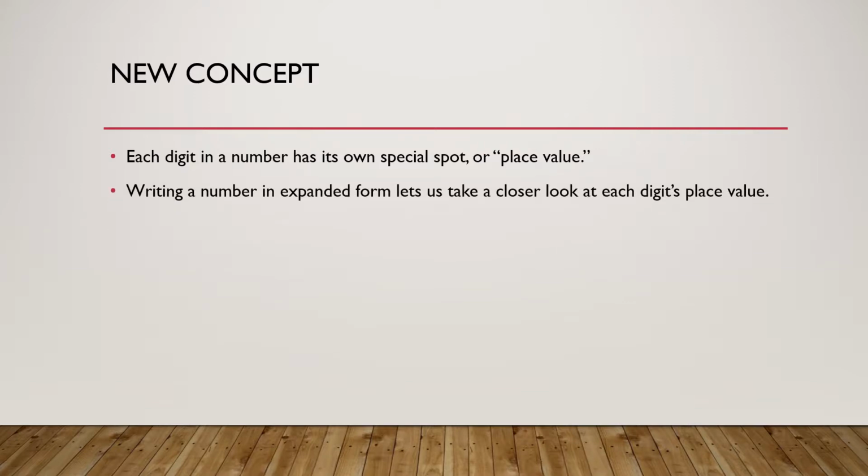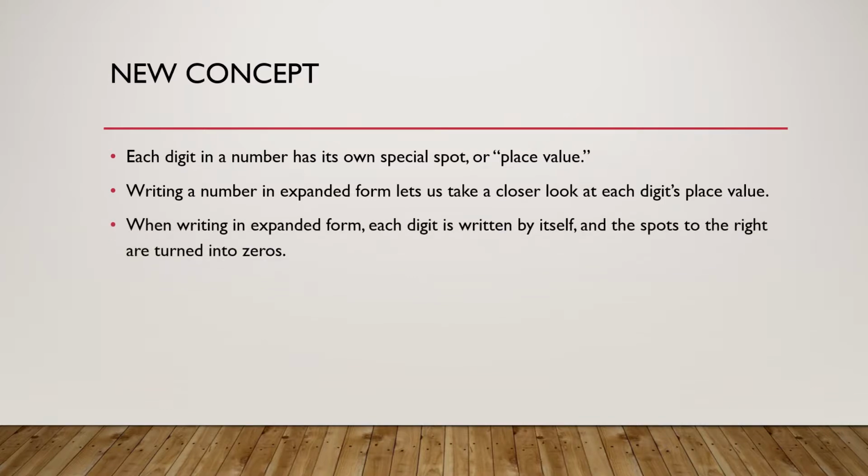When we write a number in expanded form, it lets us take a little closer look at each digit's place value. When you write in expanded form, each digit is written by itself, and the spots to the right of that digit are turned into zeros. So here's an example. 256 in expanded form would be 200 plus 50 plus 6. So the 200 comes from this 2, and then notice the 5 and the 6 become zeros.